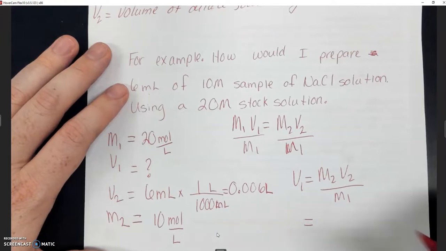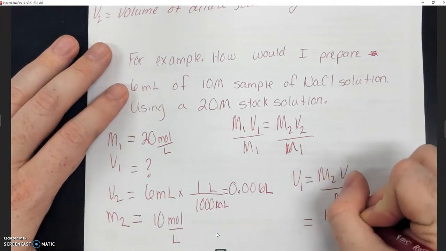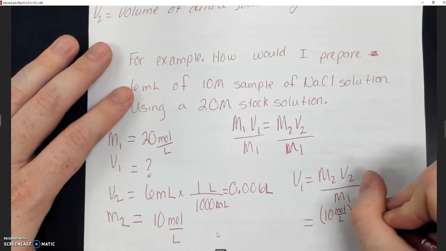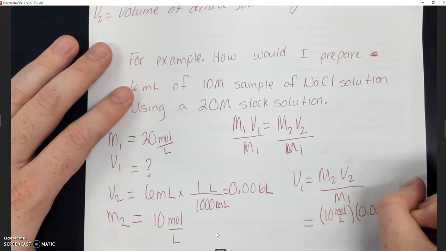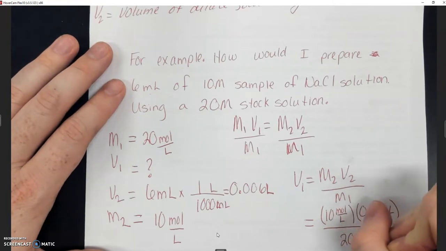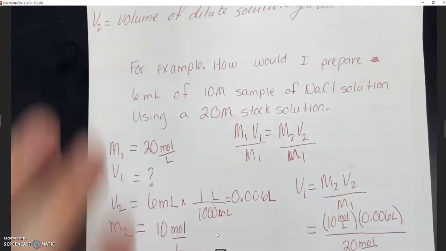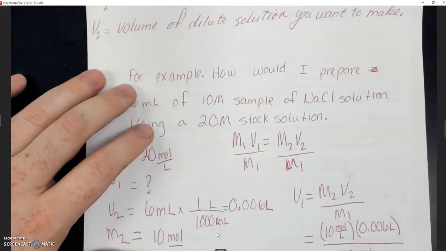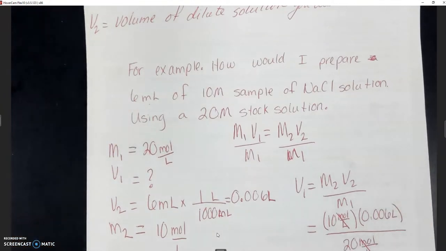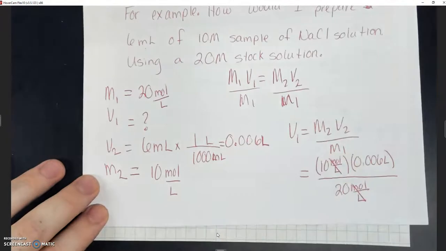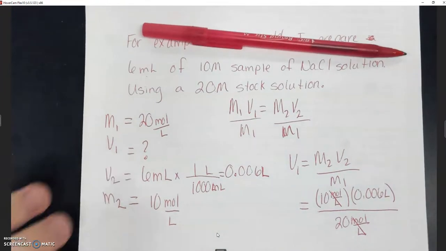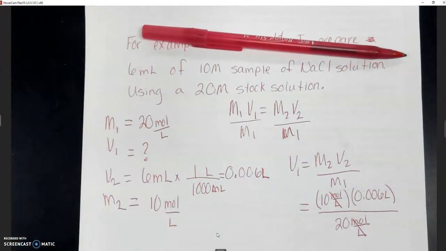M2 is equal to 10 moles per liter. V2 is equal to 0.006 liters. And M1 is 20 moles per liter. All right. These are going to cross cancel, which means I'm left with liters, which makes sense because volume is what I'm looking for. And now all I need to do is plug it into my calculator. Let me pull my calculator up right here.